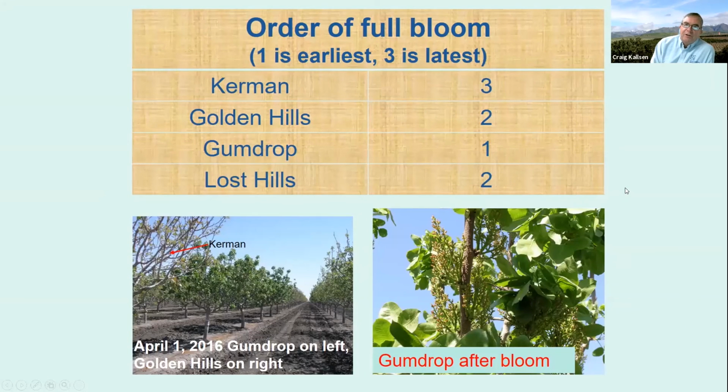Let's talk about the order of the bloom. Which one blooms first? Gumdrop easily blooms first, followed by Golden Hills and Lost Hills, and Kerman blooms later in the spring. You can kind of see it here. These trees right here are Gumdrop. Over here we have Golden Hills with not quite the same foliage, and Kerman's in front here, quite a bit further behind. I think it looks like it may still be in late bloom.